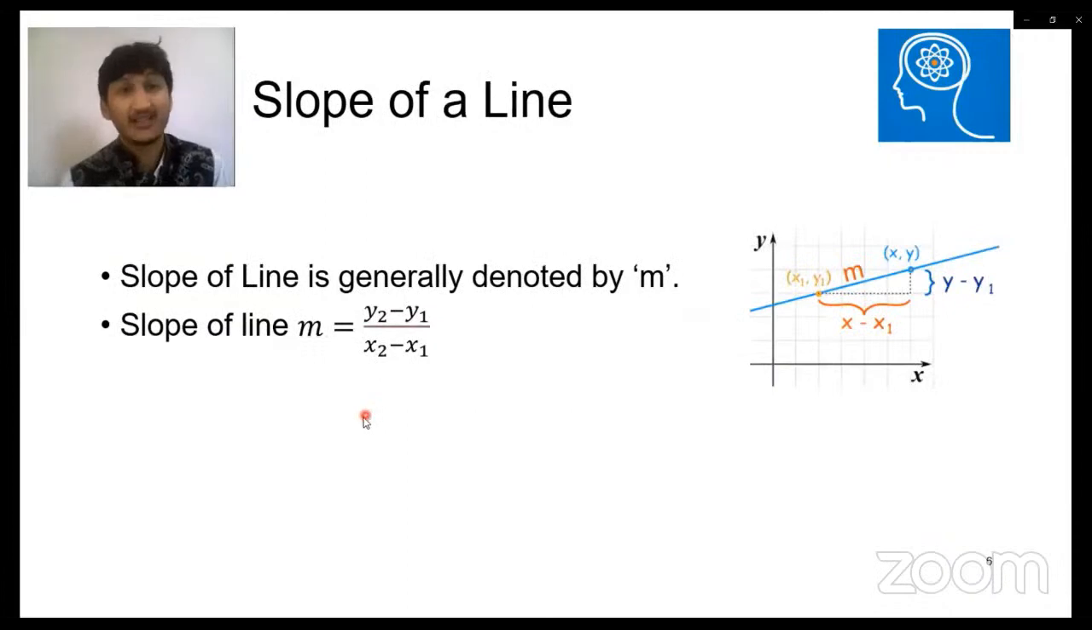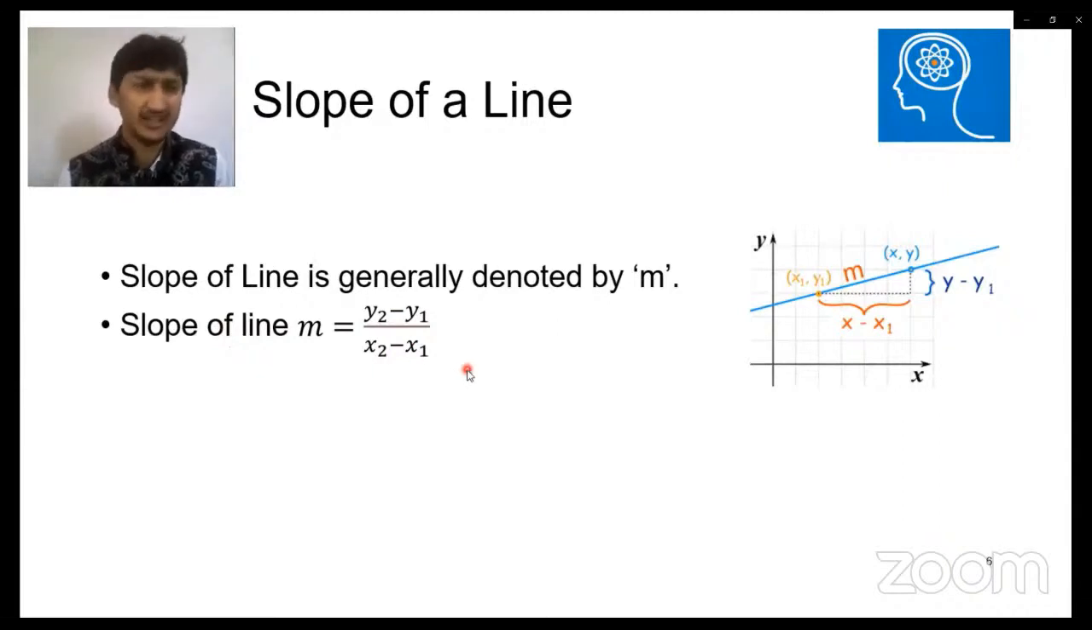The next part is slope of a line. Now what is the slope of a line? It is the change in y coordinate with respect to change in x coordinate. So generally the slope of line is denoted by the letter m, and the slope of line m is equal to y2 minus y1 upon x2 minus x1.